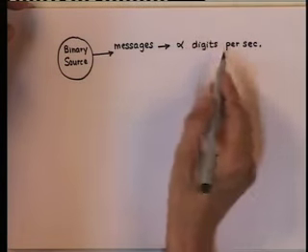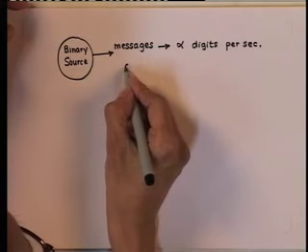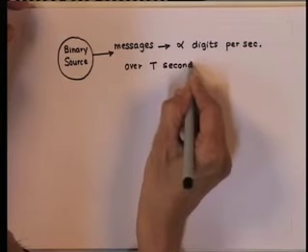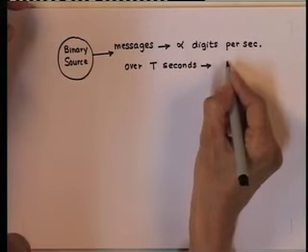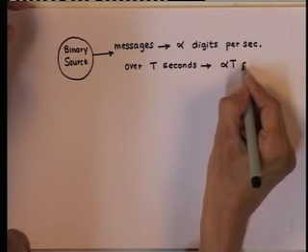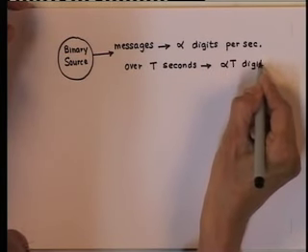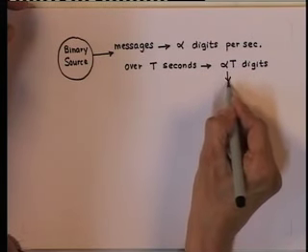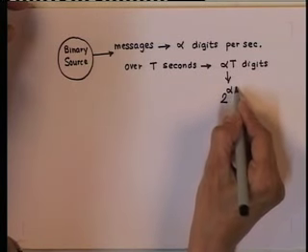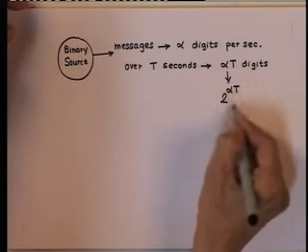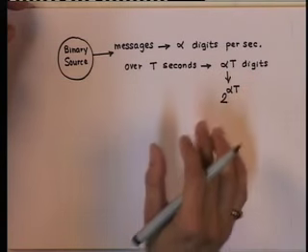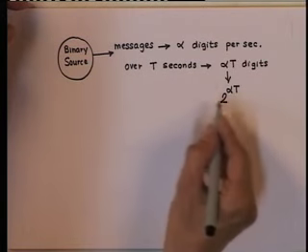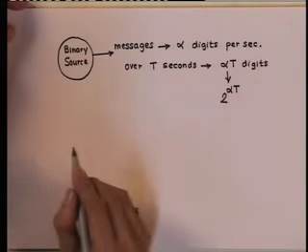We accumulate this information digits over t seconds to give a total of alpha t digits. Now, because alpha t digits form 2 raised to alpha t possible combinations, a problem is now to transmit one of these 2 raised to alpha t super messages every t seconds.